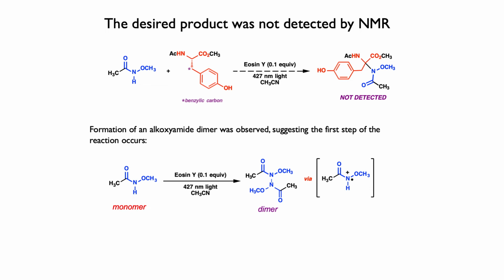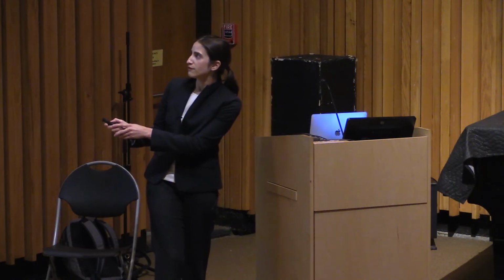What we did see instead, and I'm not going to spend too much time here, I think we're a little low on time, was formation of, if we take this alkoxyamide by itself, we see formation of dimer. In other words, taking 2 of this molecule and binding them together, which does tell us that the first step of the mechanism is happening, which is great. This dimer is really only going to form if the excited photocatalyst removes an electron from that nitrogen. Otherwise, we can't get to that product. So step 1 is happening, but it's unclear why it wasn't happening beyond then.